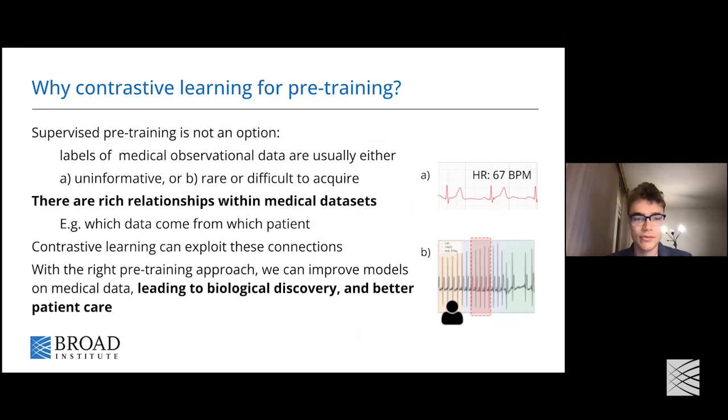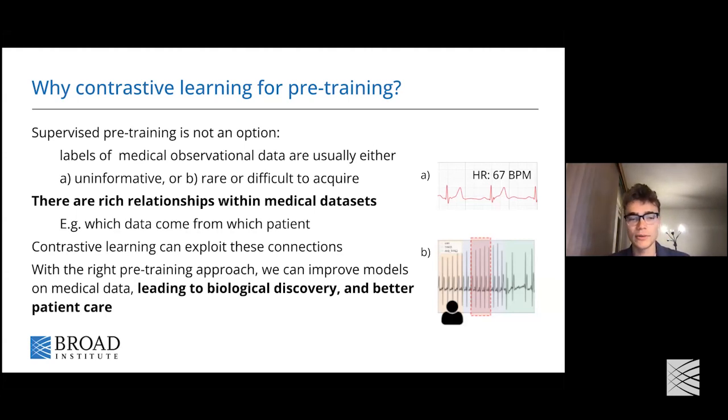The other option for medical data is something that's very rich, but potentially rare or expensive and difficult to acquire. And that's this case B, where a cardiologist has segmented the ECG into different rhythm classes, which are different ways of the heart beating, some of them healthy, some of them unhealthy. And as you can imagine, that would be an incredibly rich signal to train a neural network on. But since it takes cardiologist labor, it's going to be rare. So supervised pre-training is not an option.